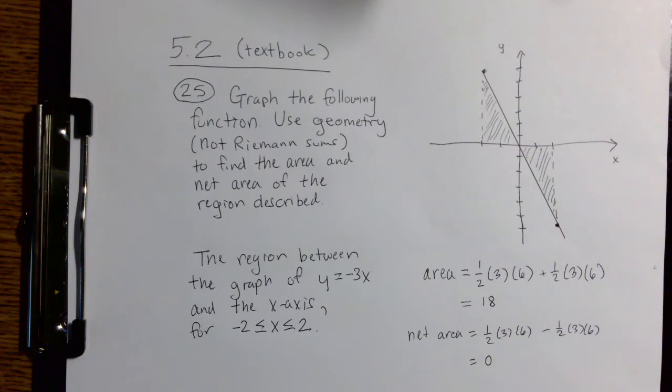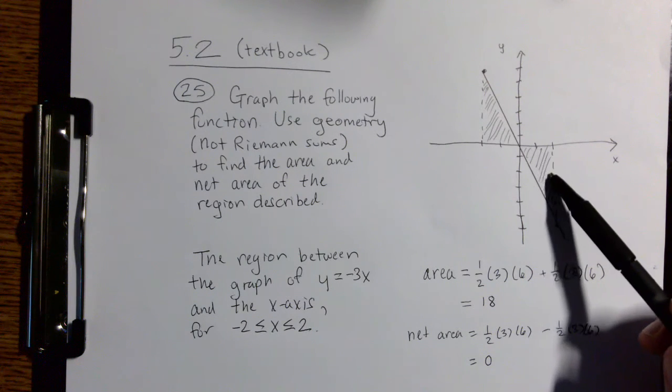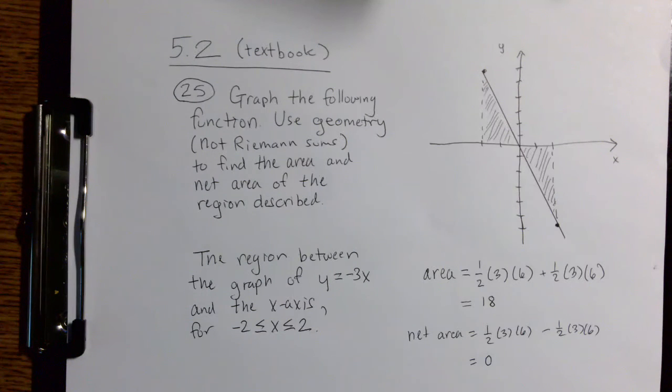For net area, we count the triangle that's below the x-axis as contributing negative area. And that is exactly the same size as the other triangle. So the net area here is 0.